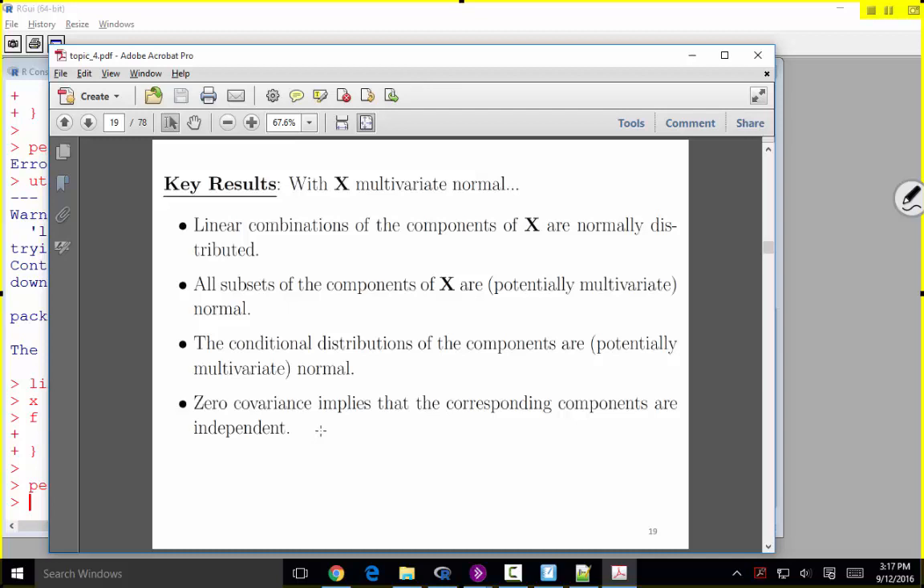We don't always get to say that. Independence has to do with the probability of one thing taking a value given the value of the other one. If they're independent, that conditional probability equals the marginal probability. One variable doesn't care what the other one is doing, and vice versa. And with the normal distribution, we get to say if they're uncorrelated, then they are also independent. But in general, you can't say that.